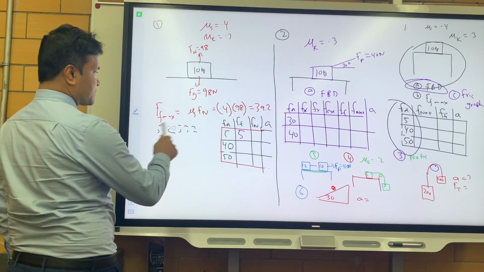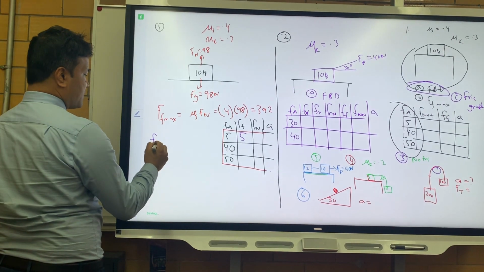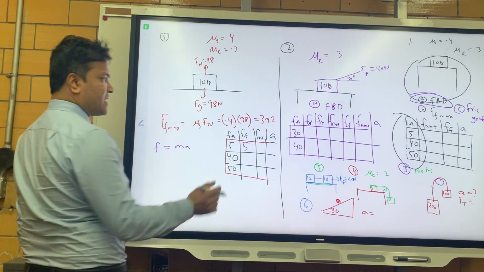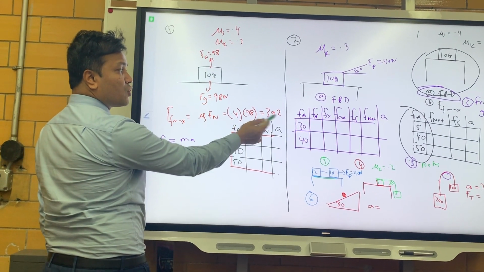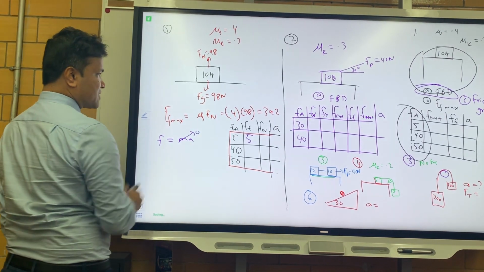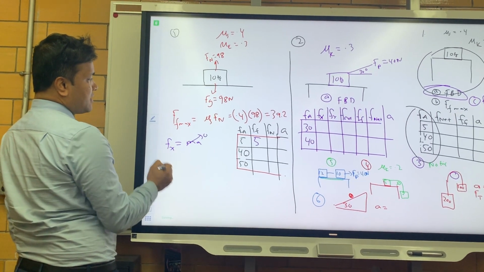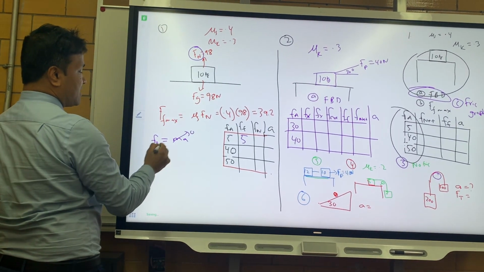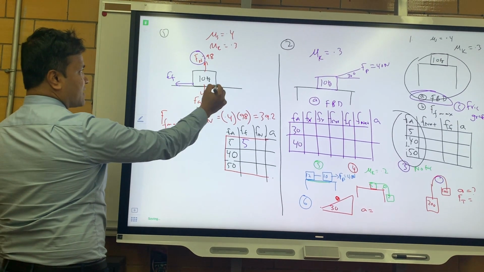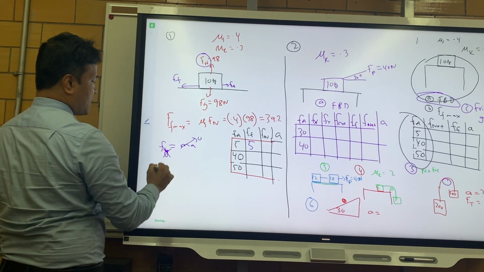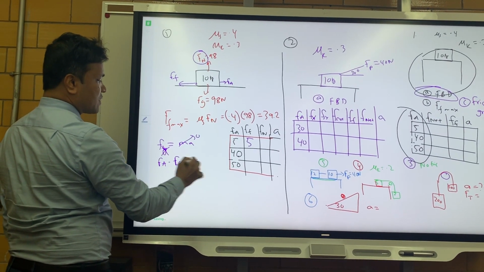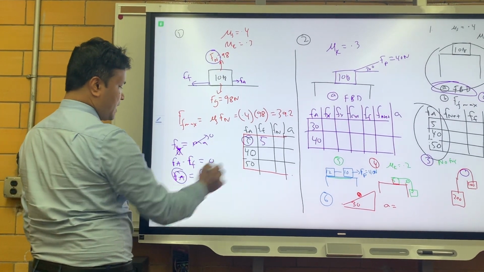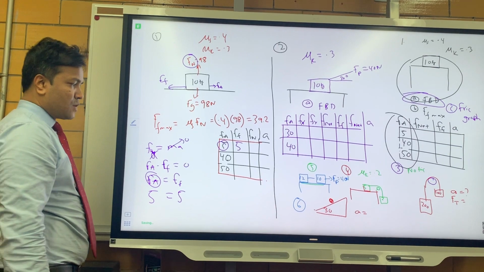Why? It's because of Newton's law, F equal to ma. The box will be at rest if you do not apply more than 39.2. So the box will be at rest. At the x direction, how many forces are acting on it? FF and FA. So FA minus FF is equal to 0, right? So FA must be equal to FF. So if FA is 5, FF must be 5. Okay, so that's it.